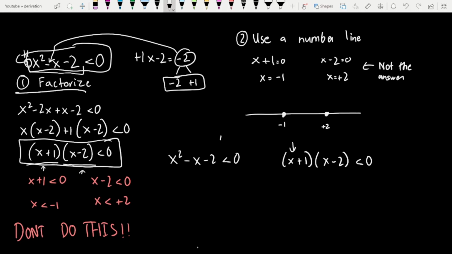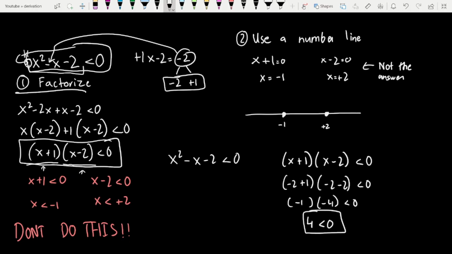And you can put it in here or put it in there. It's completely up to you. So I'm going to put my minus 2 in here, so in place of x, right? So minus 2 plus 1 and minus 2 minus 2. I'm going to solve this out. So minus 2 plus 1 is just minus 1. Minus 2 minus 2 is just minus 4. Okay, now you got to multiply these two numbers. So negative 1 times negative 4 is going to give me positive 4, is less than 0. Is this thing correct or is it not correct? So big no, this is not correct.